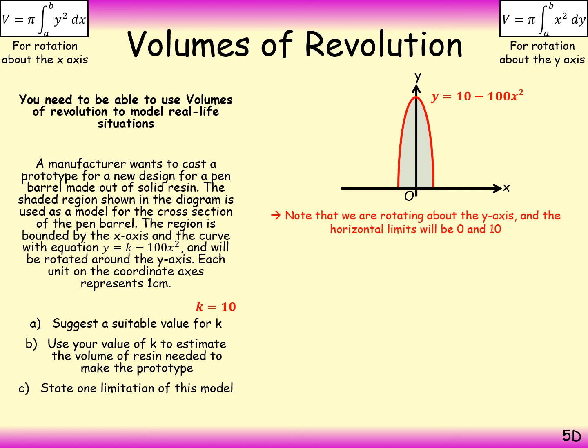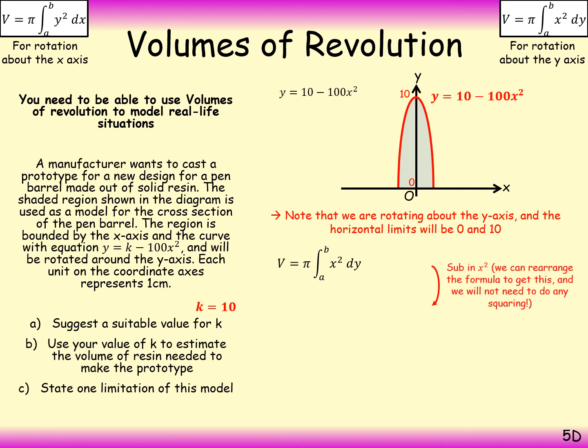Note that we are rotating about the y-axis, and the vertical limits will be 0 and 10. If we're rotating around the y-axis, we need to do pi x squared dy. So what we need to do is go back to our equation and make x the subject of the formula. Once you make x the subject, you square it, so that's the same as just saying x squared. You don't really need to root it because you're going to be squaring afterwards. Now you simply substitute that in and work out the volume of revolution around the y-axis.